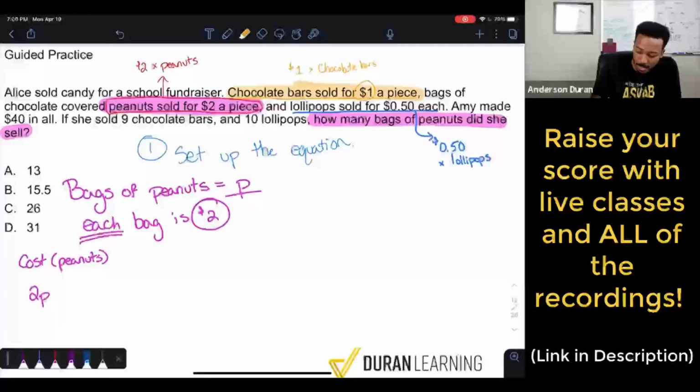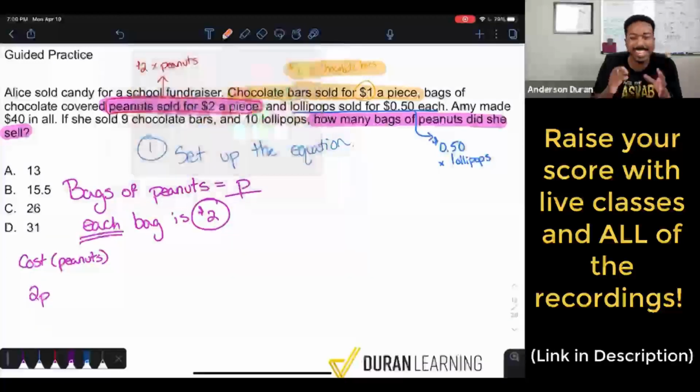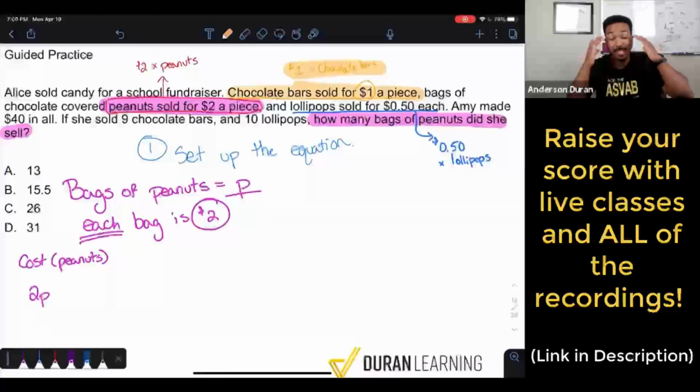And what does that mean? $1 per chocolate bar, right? That's 1 times all of the chocolate bars. And so everybody, watch how I'm doing this. This is how I really want you to start thinking about this, in English with common sense, and then trying to poke the math in.